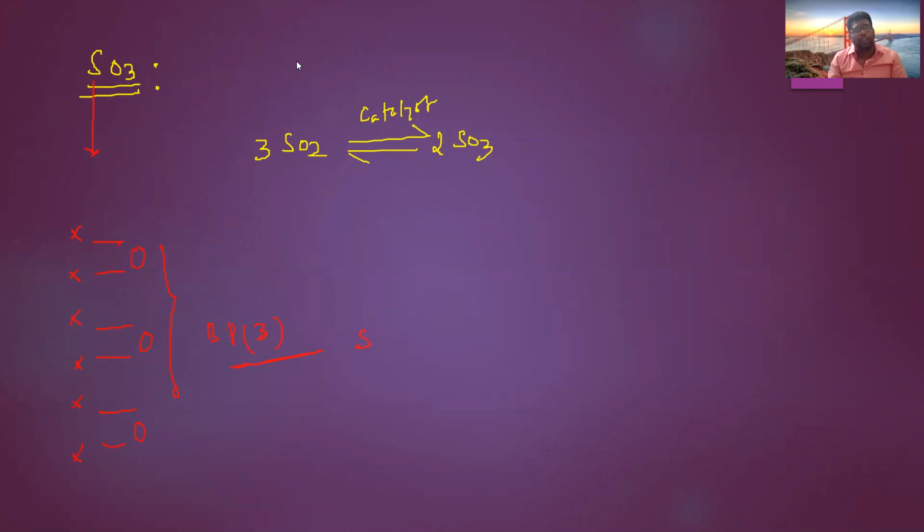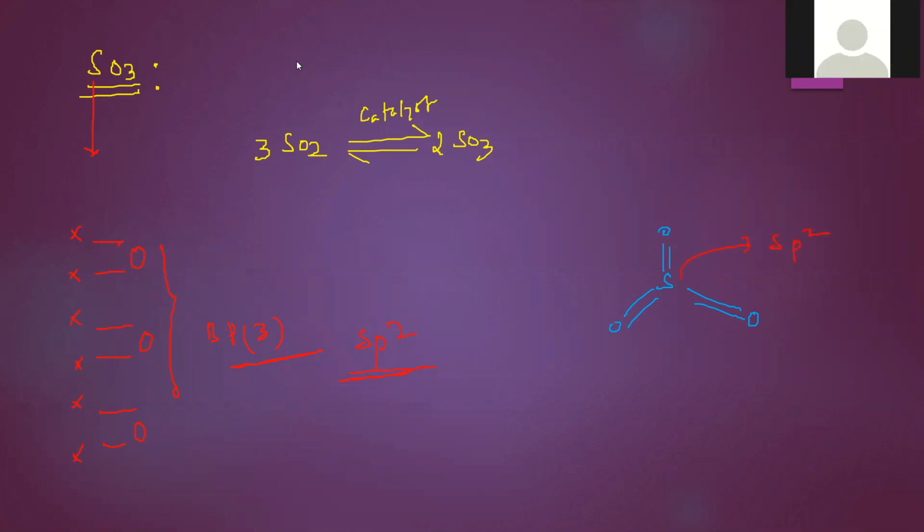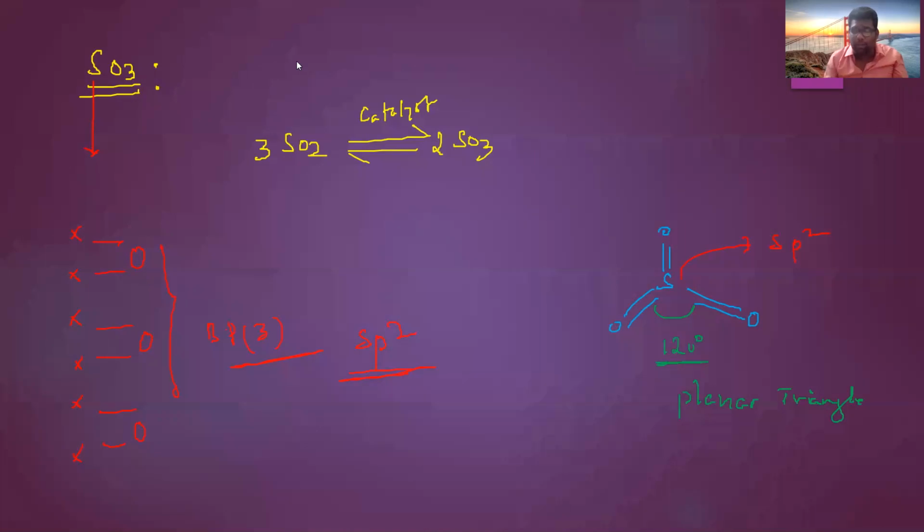So 3 bond pairs means what is the hybridization? sp2. sp2 means what is the geometry? Sulfur trioxide is trigonal planar. What is the exact bond angle in this? Anyone? So here the hybridization of sulfur is sp2. Planar triangle. What is the bond angle? 120, because all are bond pairs of electrons only. So that's why 120 bond angle and sp2 hybridization, planar triangle structure.